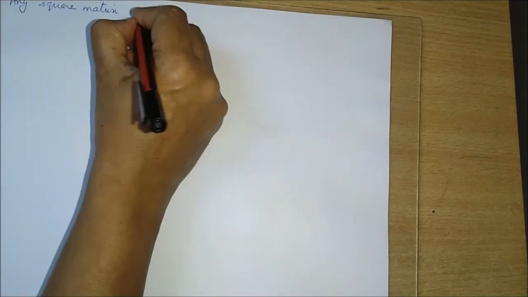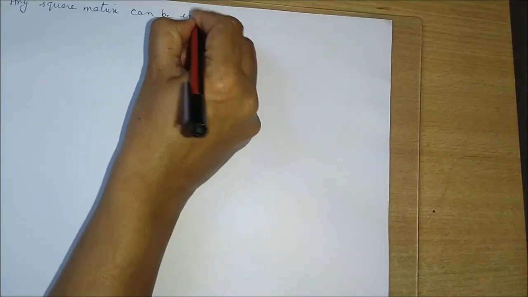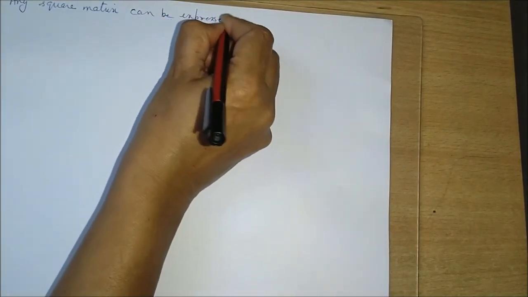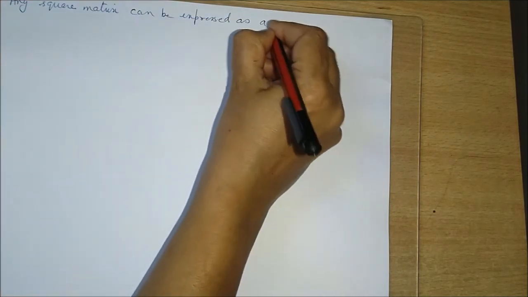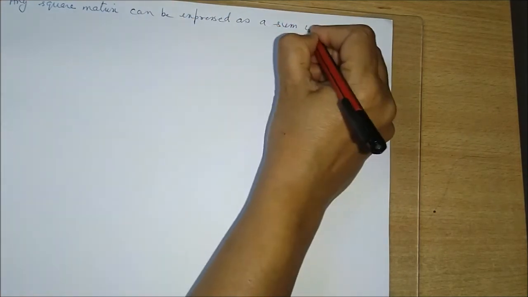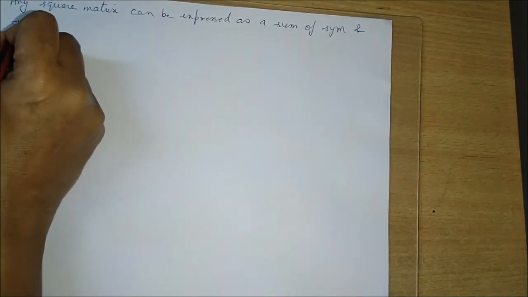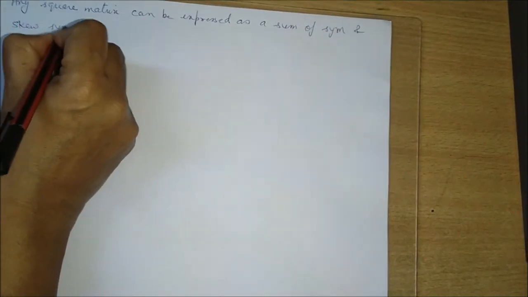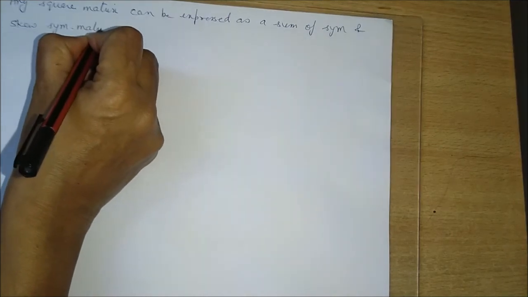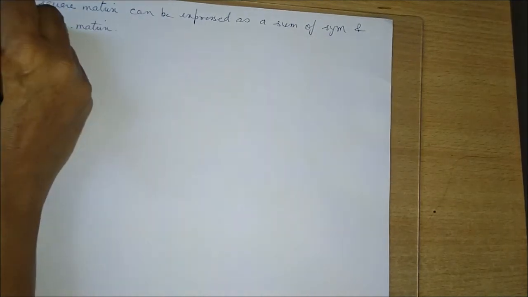Next theorem: any square matrix can be expressed as a sum of symmetric and skew symmetric matrix. It's a theorem.